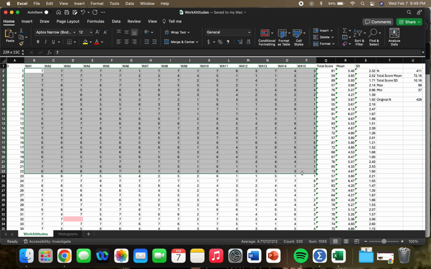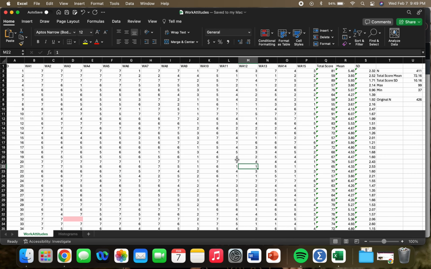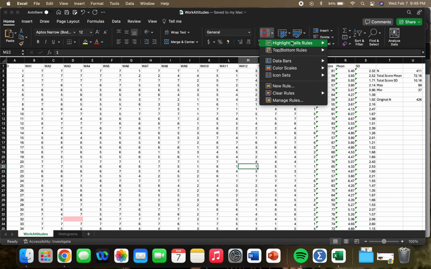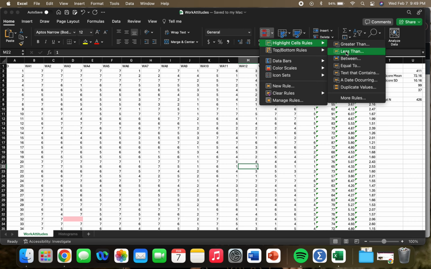So from work attitudes question 1 to 15, and then all the way down to the bottom, I did conditional formatting, highlighted cells, and then you can just do greater than, to check for any outliers or ones that are out of that 1 to 7 scale. You can do anything that's greater than 7. You can highlight it a color, so I did it like that. And then you can do anything less than 1, which would be if someone somehow got a 0.